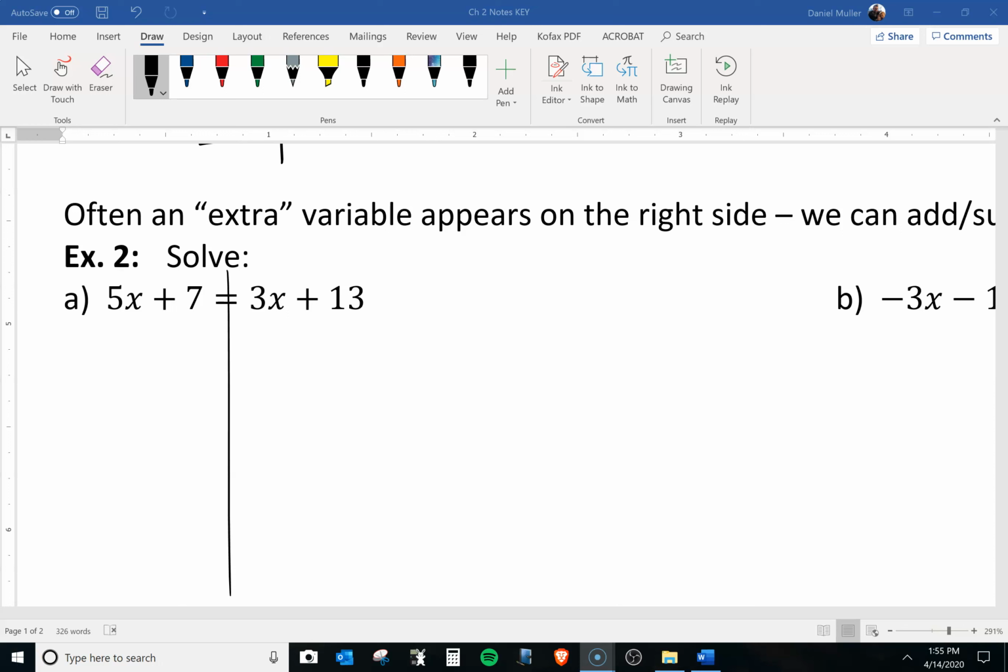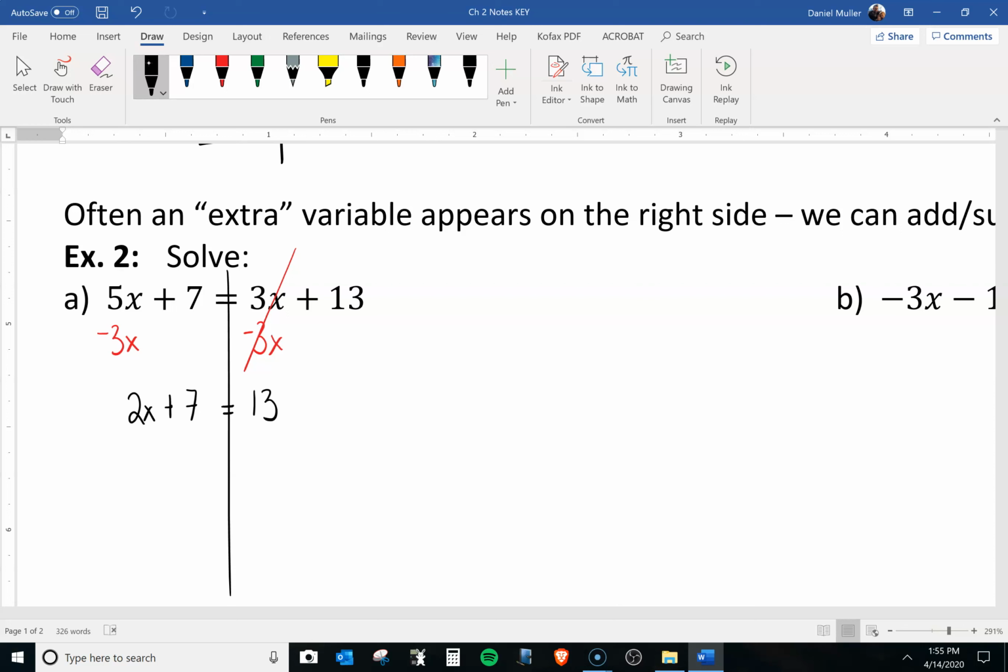So I see a positive 3x, therefore I will just subtract it over to this side. And what that does is it cancels those out. 3x minus 3x is 0. So let's write down what we have. On the right-hand side, that's gone, and all we're left with is a 13. And here we've got a 7. And then 5x minus 3x is 2x.